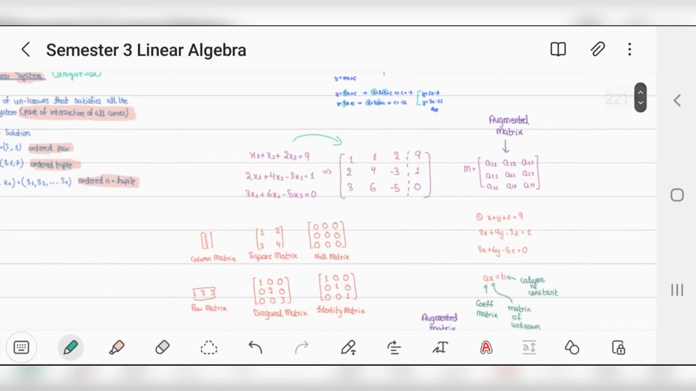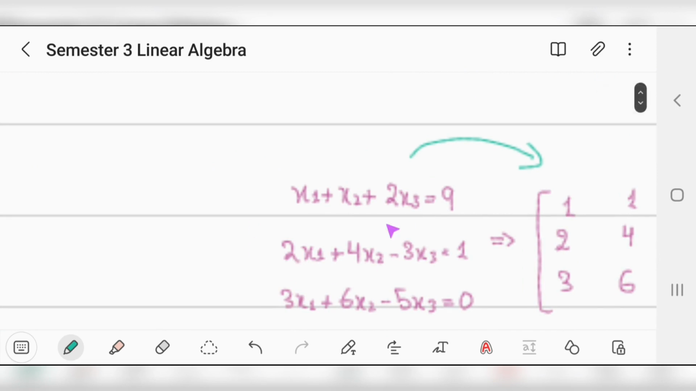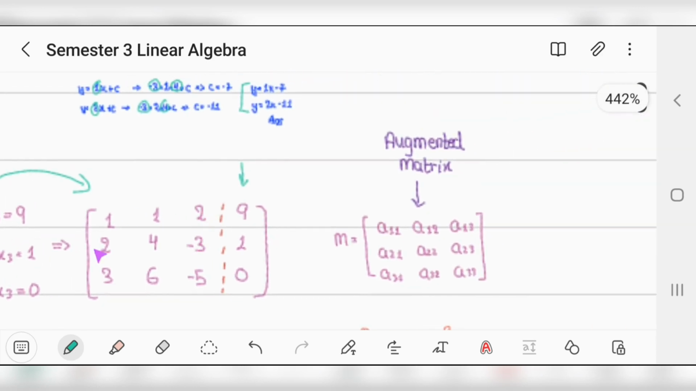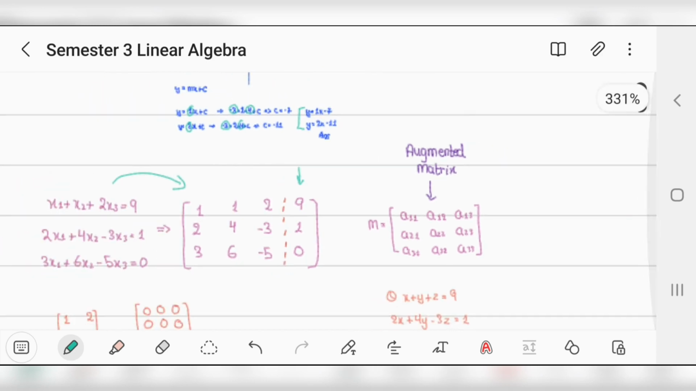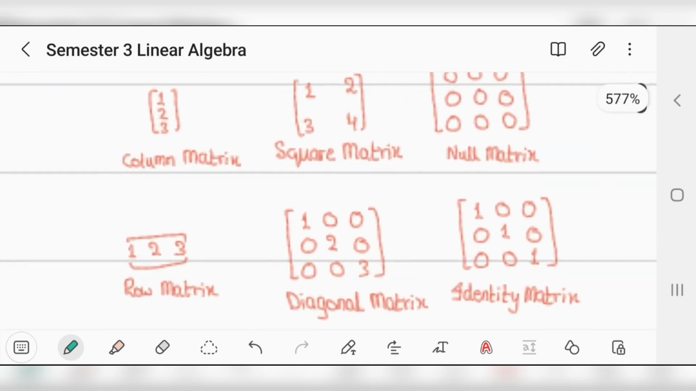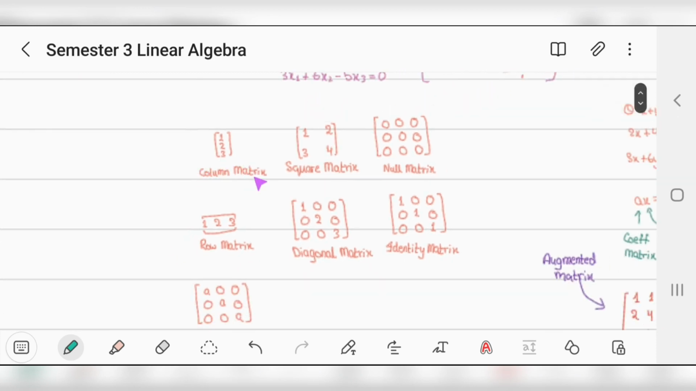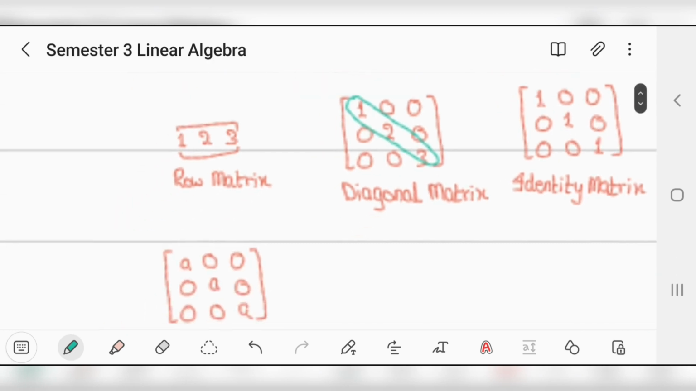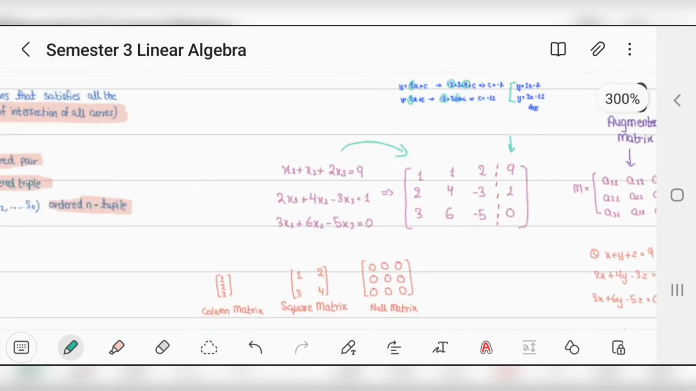Now let's suppose we have these equations. How do we convert this into the form of matrices? We convert them in this way, and we all know that these are constants. These are constant numbers. These are variables, and this portion is known as the augmented matrix. There are other matrices as well. This is known as a column matrix. This is a square matrix. This is a null matrix, row matrix, diagonal matrix, since it's in a diagonal form, like this. We have the identity matrix, and we have the scalar matrix.